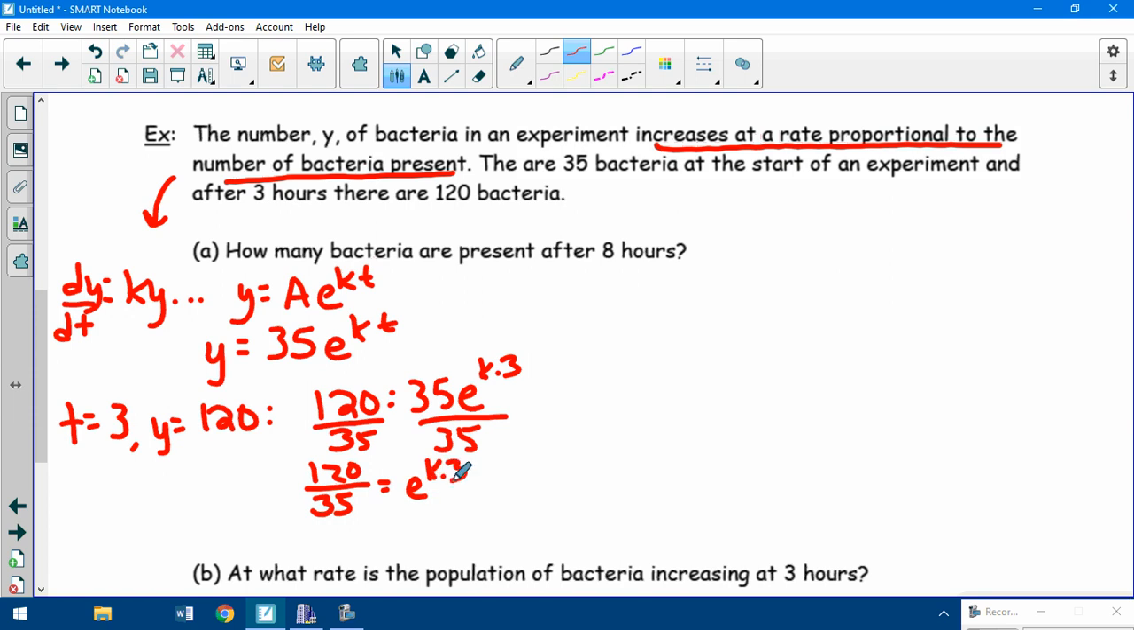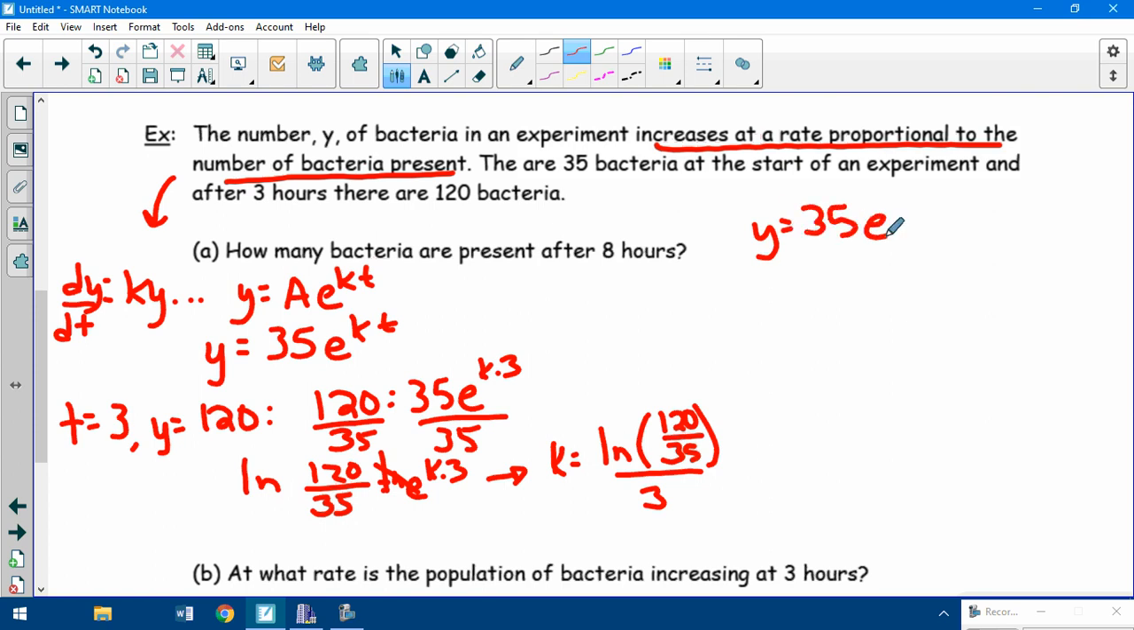Solving for k, so we're going to take the ln of both sides. So that'll cancel. So in the end, we're going to end up with k equals ln of 120 over 35, all over 3. Okay, so now my real formula is y equals 35 e raised to the ln of 120 over 35, over 3, t. Kind of gross, but it's all going to be calculator stuff anyways.